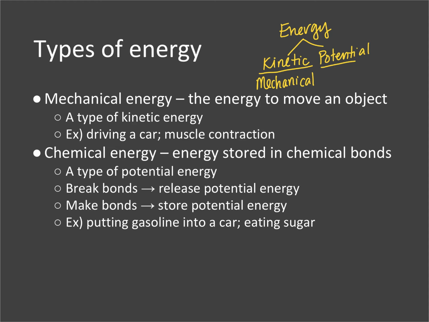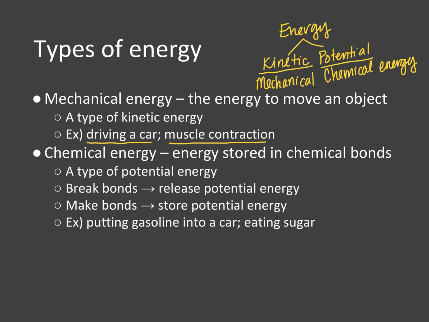Potential energy, we're going to focus on the potential energy stored in chemical bonds. So we're going to refer to chemical energy as the specific type of potential energy that is related to this concept of ATP and making it happen. Mechanical energy definition is very similar to kinetic energy. It's just the energy involved in the movement of an object. We can look at two different examples I have here. We have driving a car and a muscle contraction. And I'll relate these together in a moment.